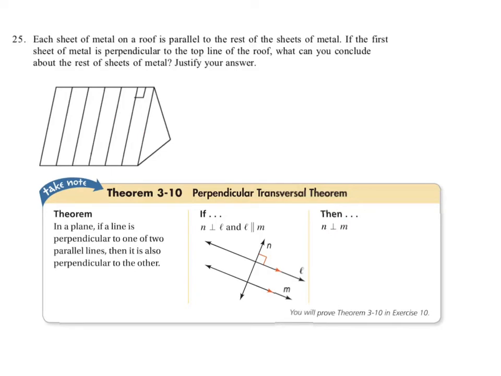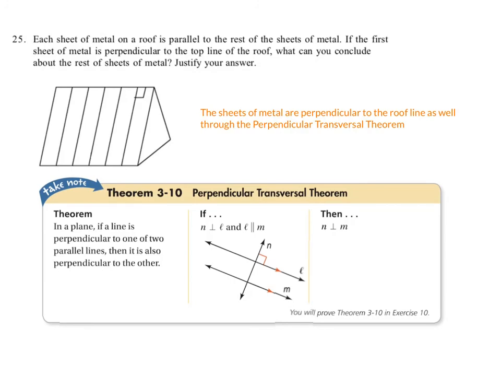Okay, so we can say, what can we conclude about the rest of the sheets of metal? We can say the sheets of metal are perpendicular to the roof line as well through the perpendicular transversal theorem. Okay?